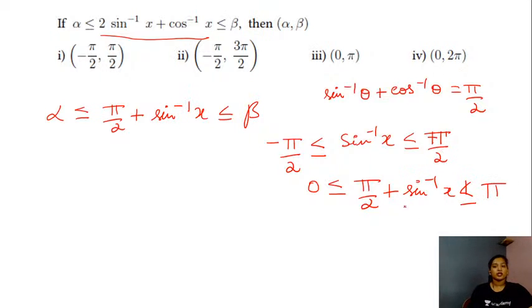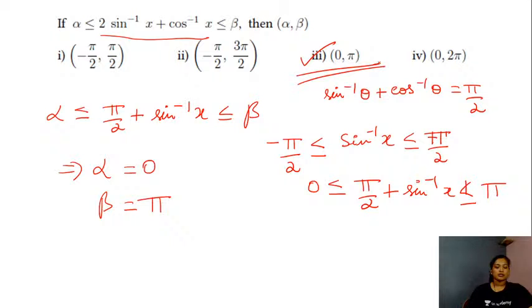So compare both the equations, students. Pi by 2 plus sine inverse of x is greater than or equal to 0, and it is less than or equal to pi. So from this comparison, what is your alpha equal to? Alpha is nothing but equal to 0, and your beta is equal to pi. So the right answer, the ordered pair alpha beta, will have the values 0, pi, and your option 3 is the right answer for the given question. I hope you guys have understood this.